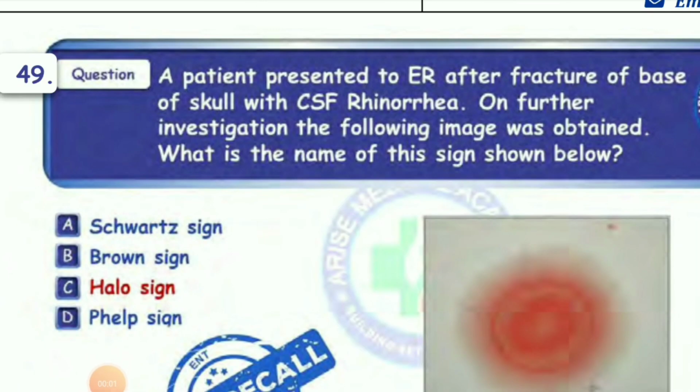Next question. A patient presented to ER after fracture of base of skull with CSF rhinorrhea. On further investigation, the following image was obtained. What is the name of this sign shown below? Options are squat sign, halo sign, Brown sign, and Phelps sign. The answer is halo sign.